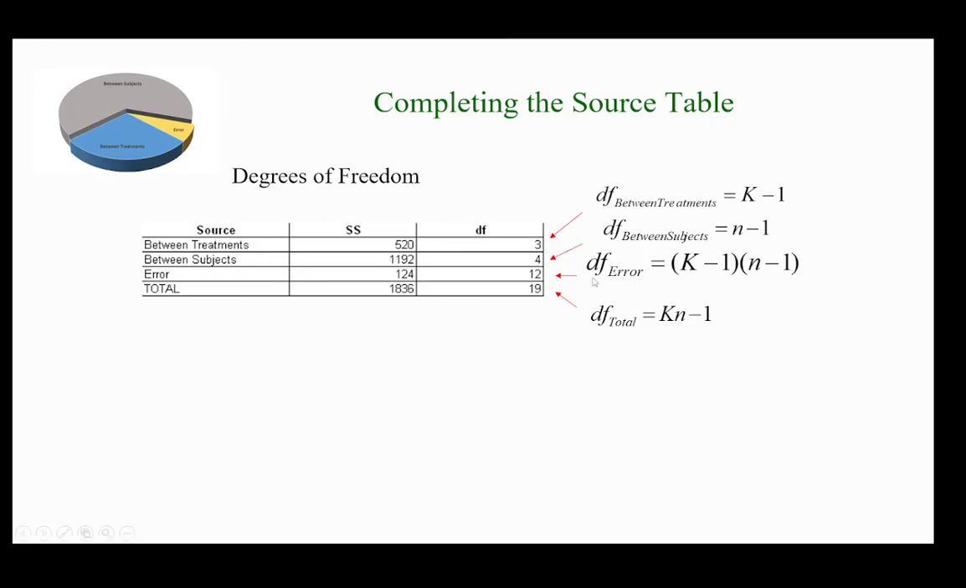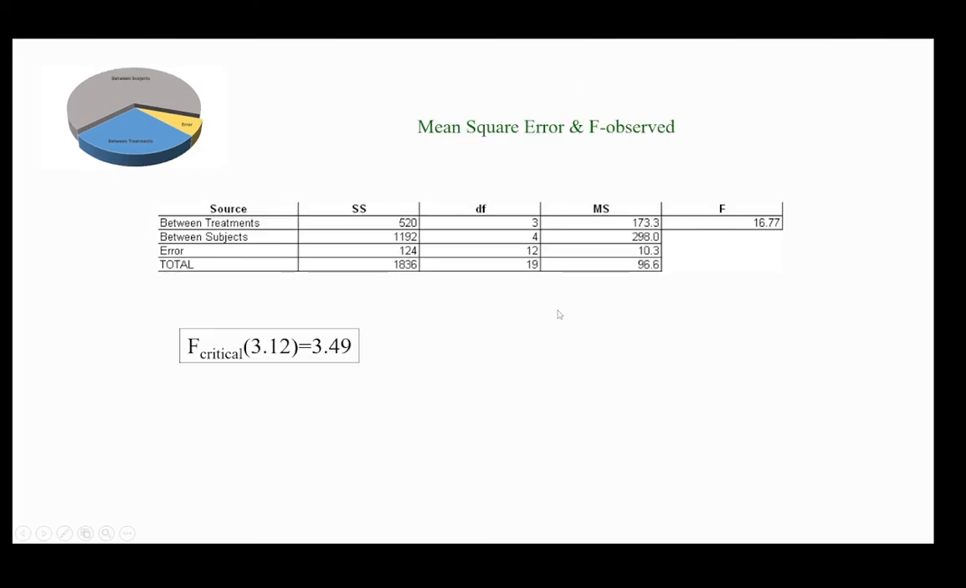Degrees of freedom, relatively straightforward. As we saw, between treatments is the number of treatment levels minus 1. Between subjects is the number of people minus 1. The error term is the between treatments degrees of freedom multiplied by the between subjects degrees of freedom. And then the total, right? K is I'm measuring them 4 times. I have 5 people. 4 times 5 is 20. 20 minus 1 is 19.